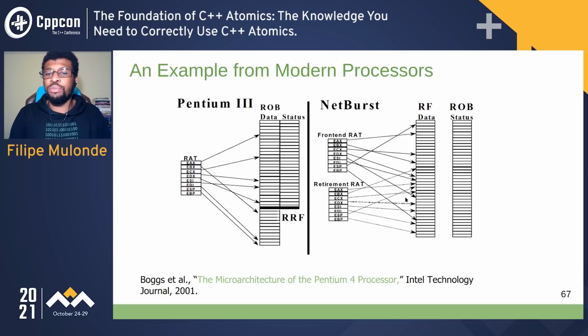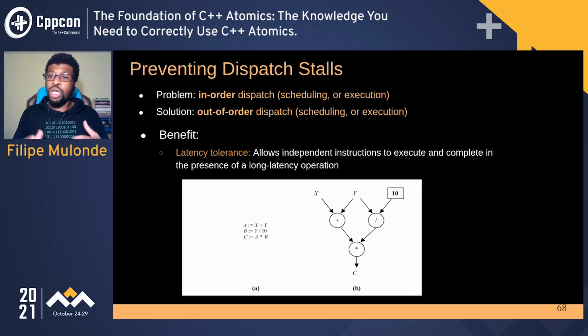Here is an example in a modern processor. Here we have the front-end register alias table that is used to perform register renaming, and we have the retirement register alias table that is used to update the architecture state in program order. The problem with the in-order pipeline is that it provides in-order dispatch or scheduling, and to solve that problem, we need the out-of-order dispatch that we just saw in the previous example. The benefit of out-of-order dispatch or scheduling is that we can tolerate latency. It allows independent instructions to execute and complete in the presence of a long latency operation.